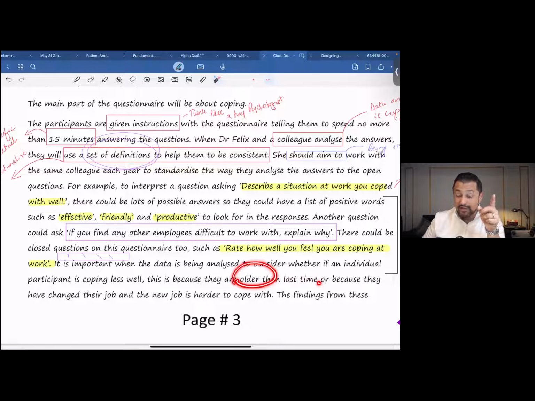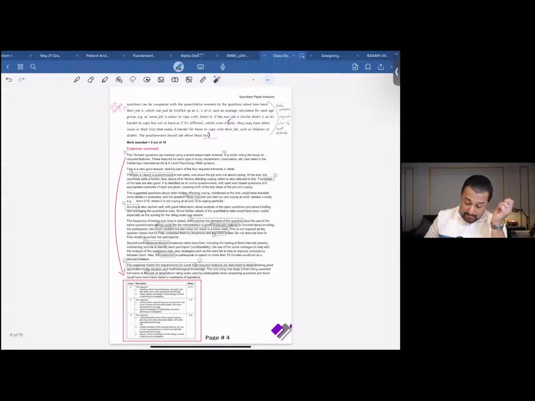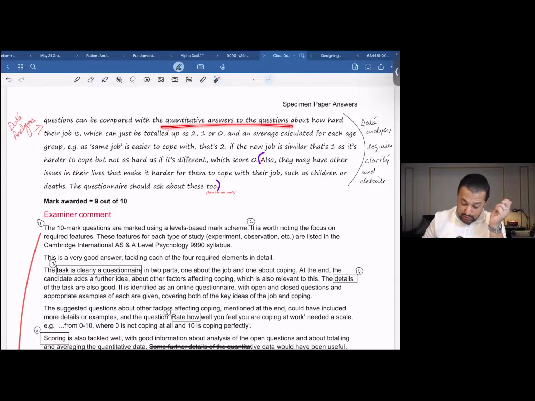Another important point, right? We're talking about participants who are aging every year. I know everyone ages every year. As long as you're alive, you keep on aging. But for now, we're talking about participants from whom you started collecting data when they turned 55, so not very young people. A participant may be coping less well because they're older than last time, or because they have changed their job and the new job is harder to cope with. The findings from these questions can be compared with quantitative answers to the question about how hard their job is.